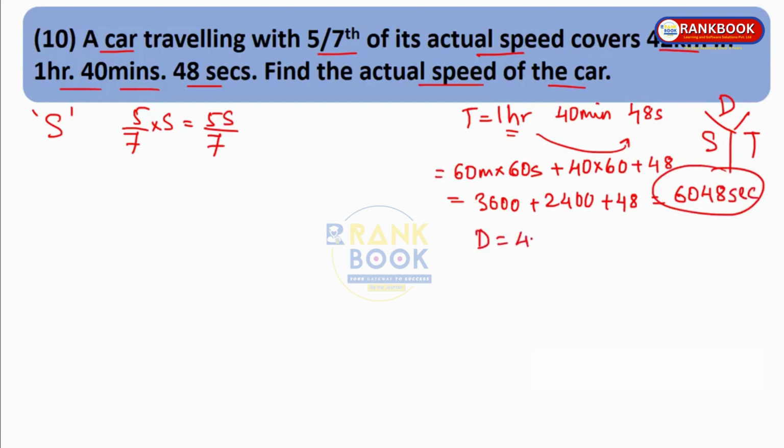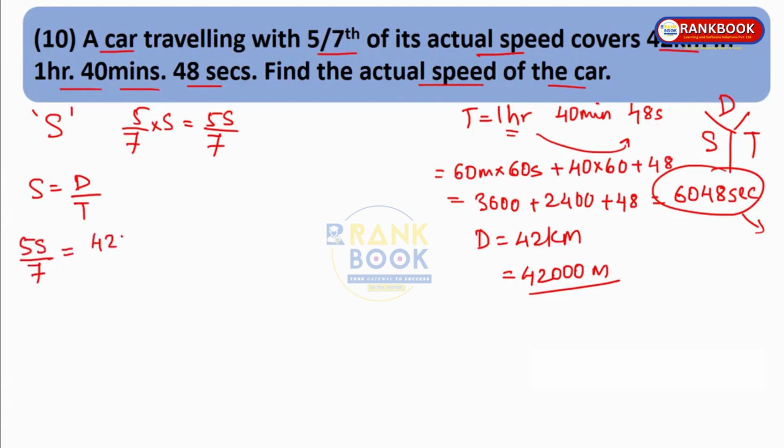Now distance given is 42 kilometers. Since we have time in seconds, it's much better to have the distance in meters, because otherwise it would be kilometers and seconds. Everything should be in the same standard. So 42 kilometers is nothing but 42,000 meters. Right, so what do we know? Speed is nothing but distance upon time. Correct. So what is the speed over here? Speed is 5S upon 7. Distance is 42,000 divided by what is the time taken? 6048 seconds. Let's calculate. Let's see what do we get.